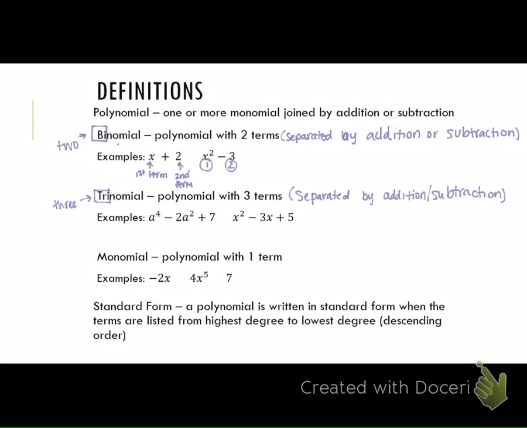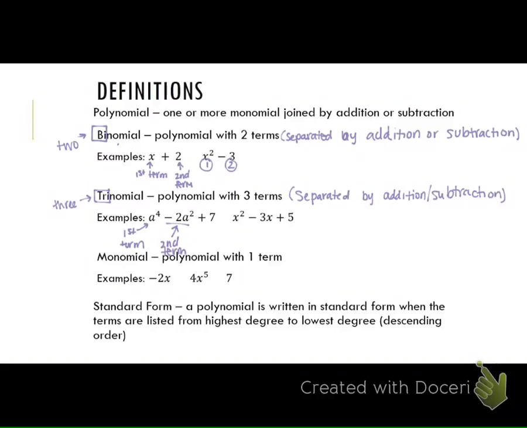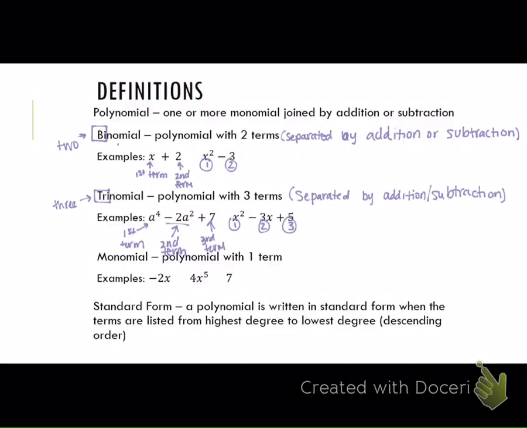All right. So you have 3 terms. In this one here, your first term is this one, your second term, and your third term. First, second, and third. Do you guys see that? That's why it's a trinomial. It has those 3 terms.